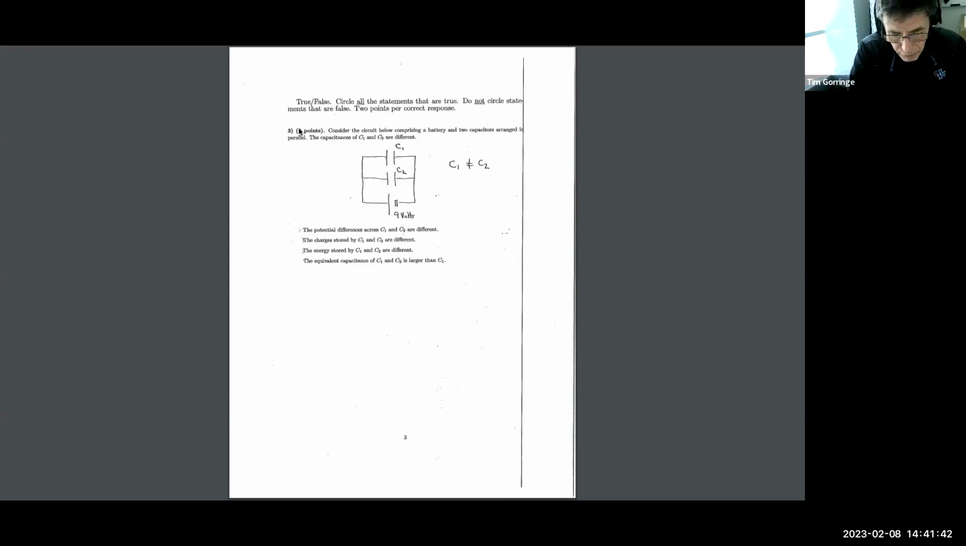Okay, next concept question. In this concept question, we're asked to consider an arrangement of two capacitors, C1, C2, that are arranged in parallel, and they're connected to a 9-volt battery. And then we're told that the two capacitors have capacitances that are different from one another. So one is bigger, one is smaller. We don't know which one is bigger, which one is smaller yet. We're then asked a series of true-false statements, and we have to respond whether they are indeed true or indeed false.